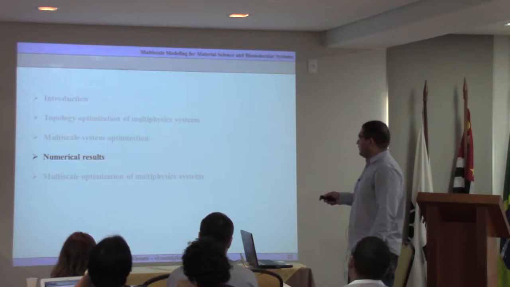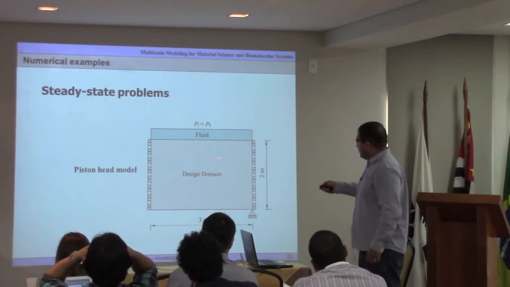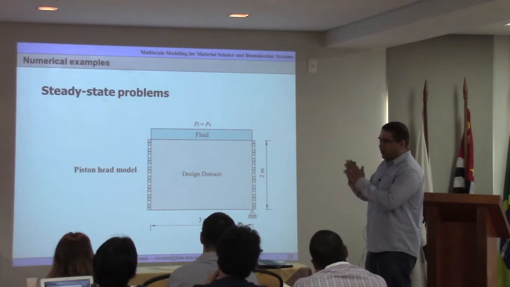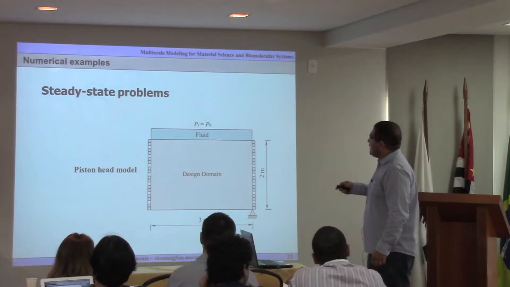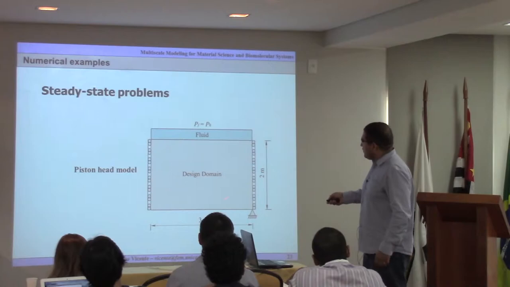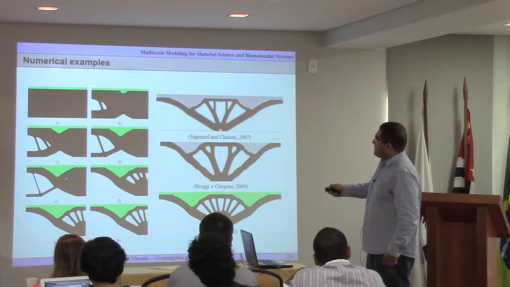We can have a steady state problem. So what can this be? For example, here we have a piston rod model. So we have a structure, and due to the symmetry, here it's only the half part of the piston. So it's fixed here and constrained in the x direction. And the fluid is applying a pressure on the structure. And we want to optimize this design domain in order to get a stiff structure, considering a final volume of 30%. So this is the beginning with the full design domain.